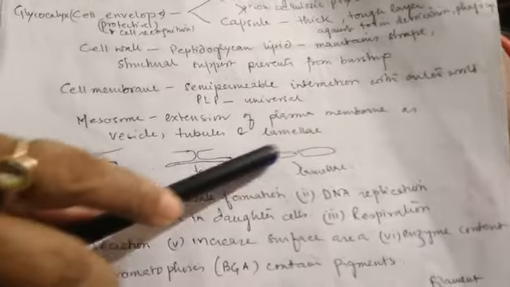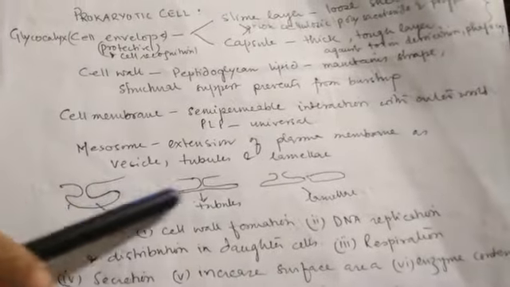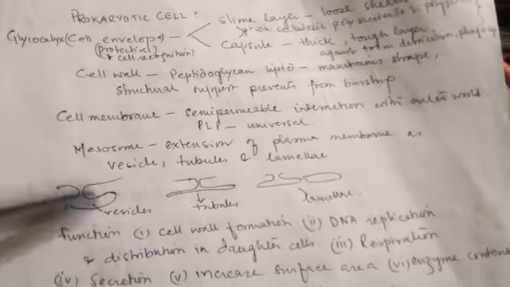Clear, it may be lamellar, which contains the lamellae. We know that this is the chromatophore, so they contain the pigment in the photosynthetic lamellae. So they have various shapes and perform various functions in the prokaryotic cell.